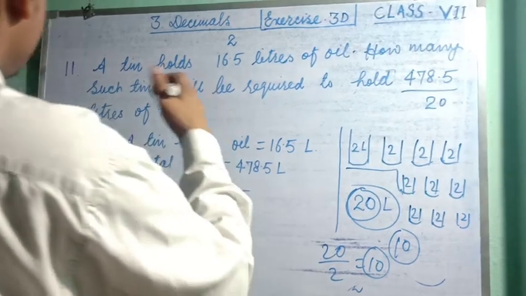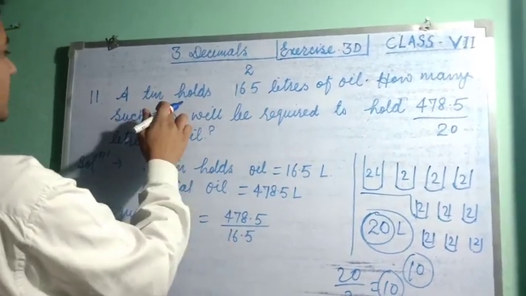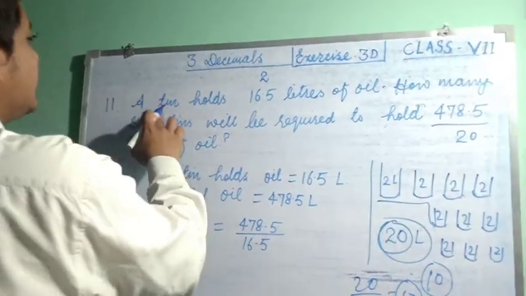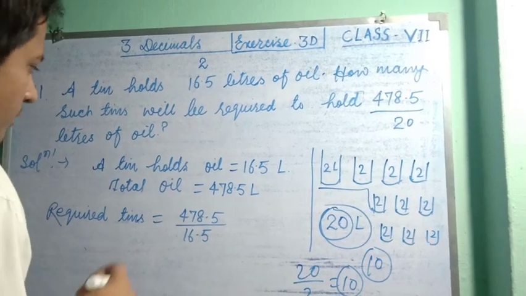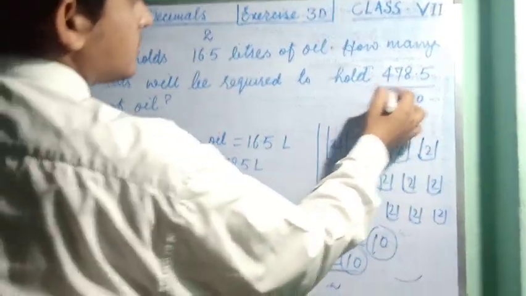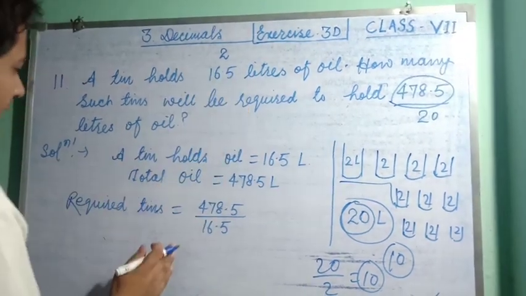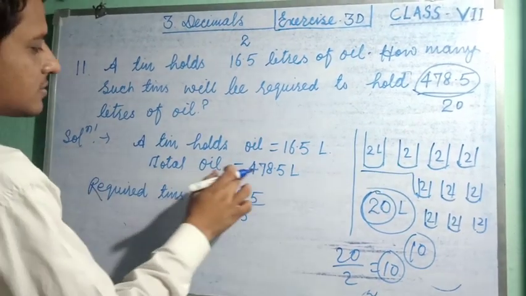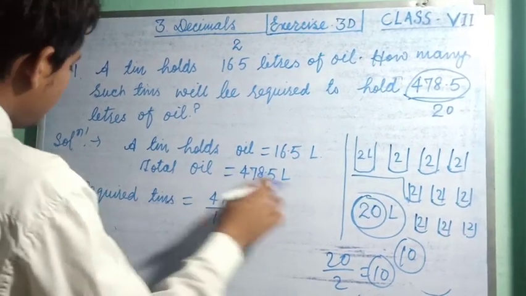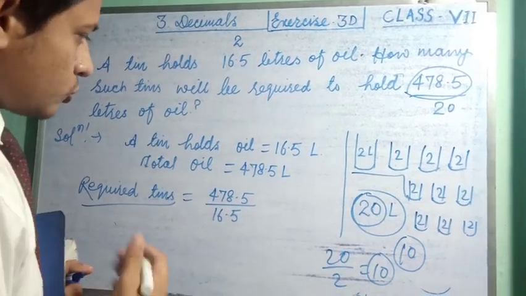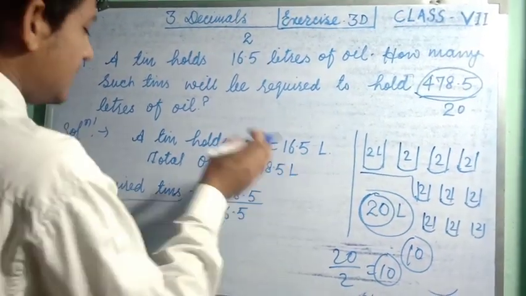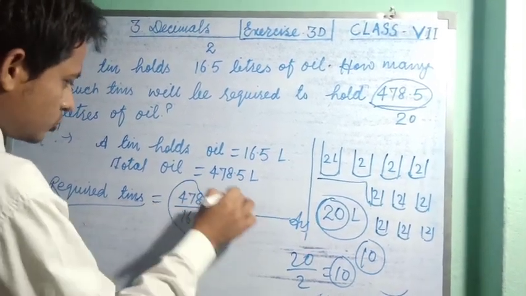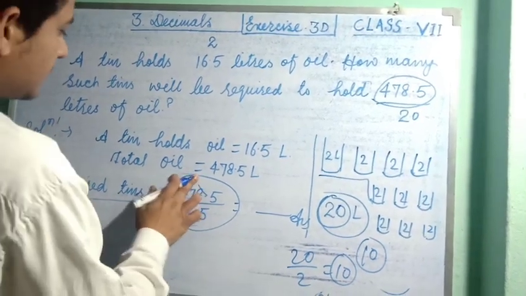The same question is here. Because here is the decimal type, it's very difficult for us to understand. First of all, 18 tins hold 16.5. That means here we also have to divide these numbers by 16.5. Have a look: 18 tins hold oil of 16.5 liter, and the total oil is 478.5 liter. Now the required tins: we have to solve as it is. The required tins is this divided by 16.5, whatever the answer is. You can easily solve and calculate this question.